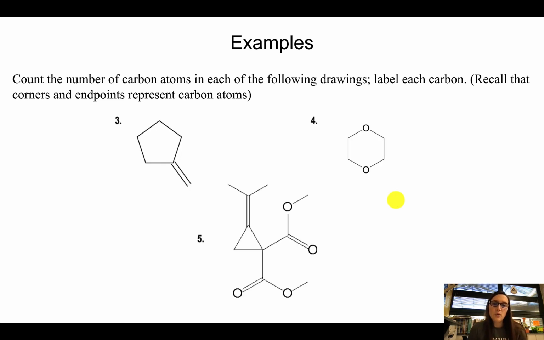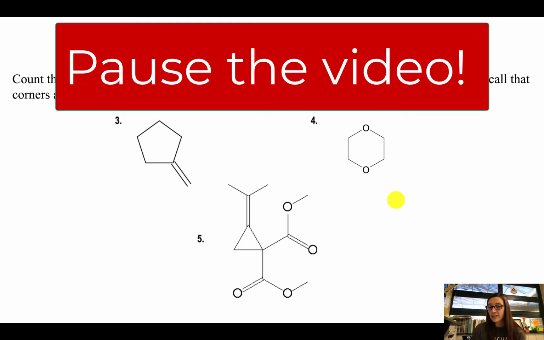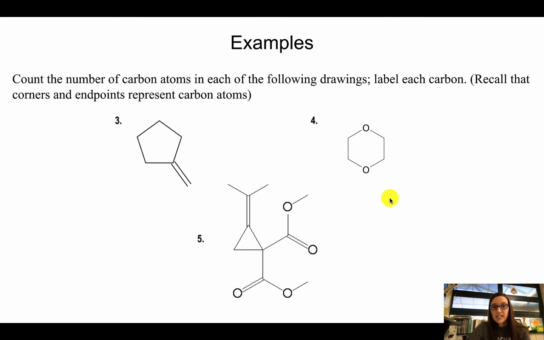See if you can work through examples 3, 4, and 5. Pause the video and see if you can work through these 3 examples, and then hit play and check your answers. So we take a look at example 3. Here we have a pentagon and we have a double bond off of it. So we have 1, 2, 3, 4, 5 carbon atoms in the ring, and then we're also going to have a carbon atom on the other side of this double bond. So we have 6 carbon atoms in example 3.